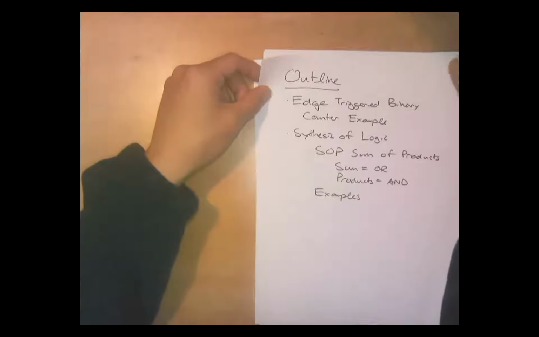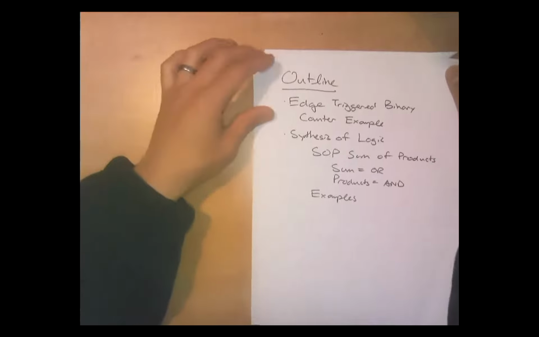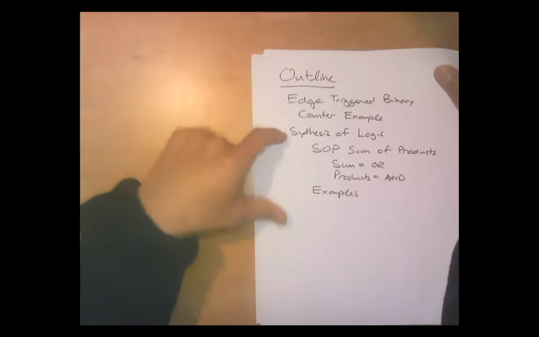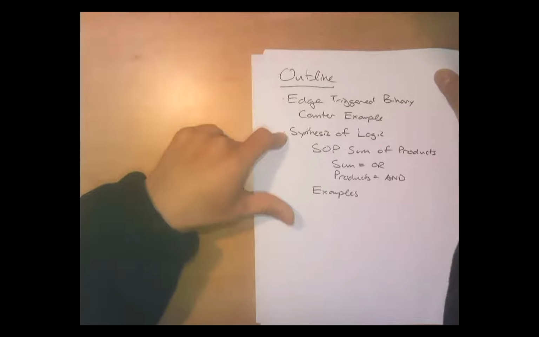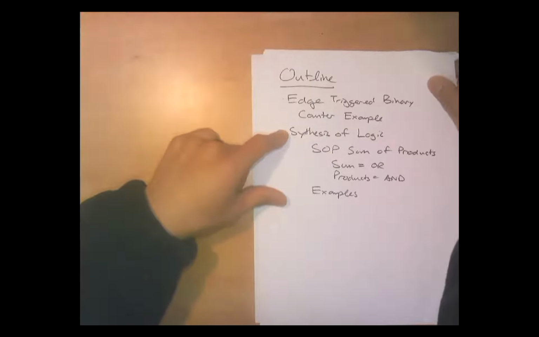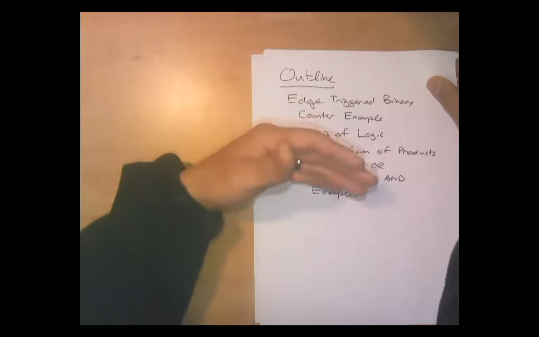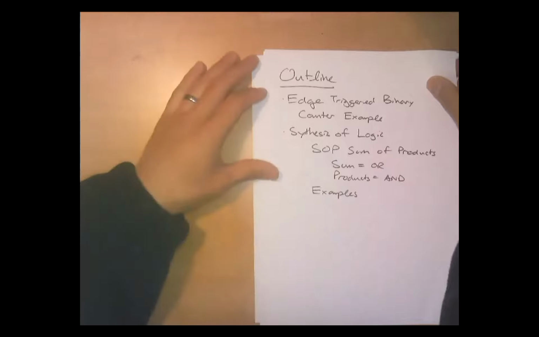What we're going to cover today is an edge-triggered binary counter example that builds off the last example from the previous lecture. And then we're going to talk about this idea called synthesis of logic. Synthesis is the opposite of analysis, where in analysis you're analyzing a system and figuring out what the voltage or the current is. In synthesis, it's like, well, given a voltage or current, what is the resistance needed to get that voltage or current?